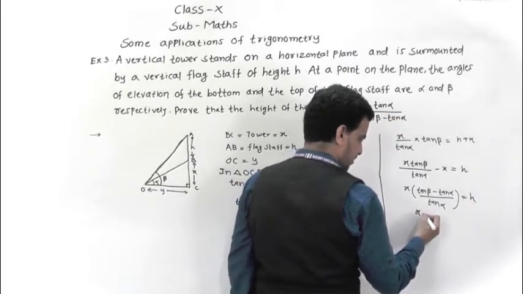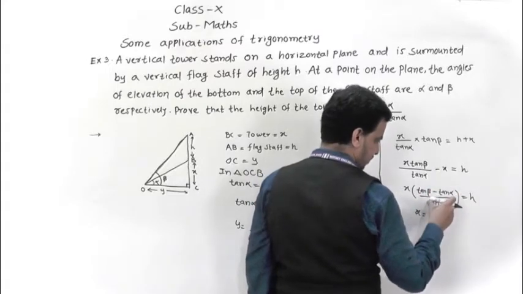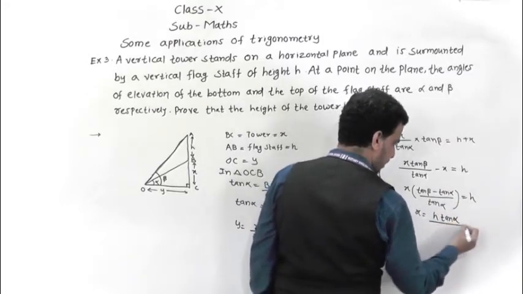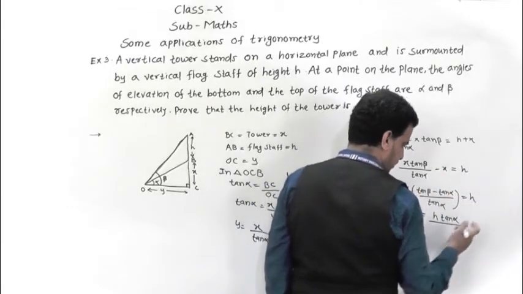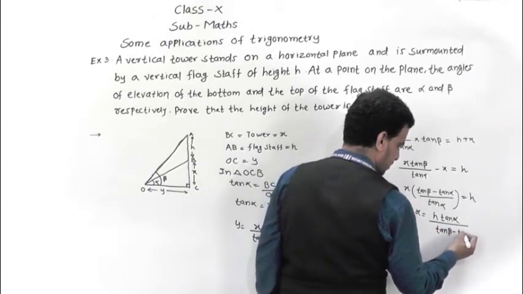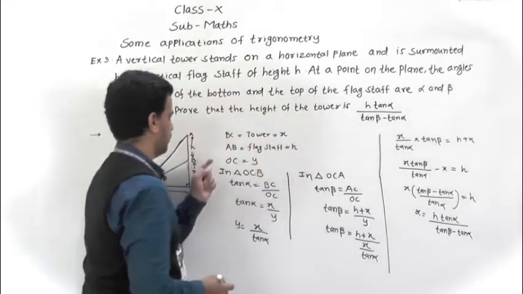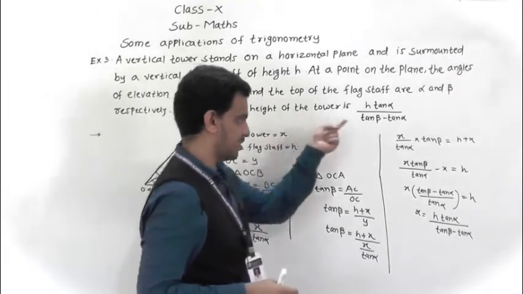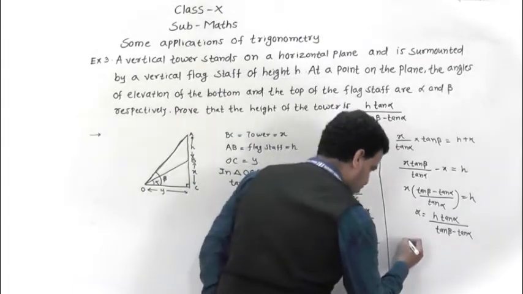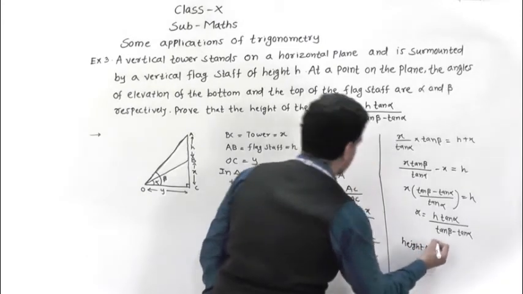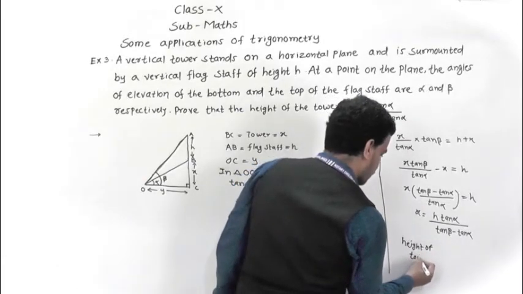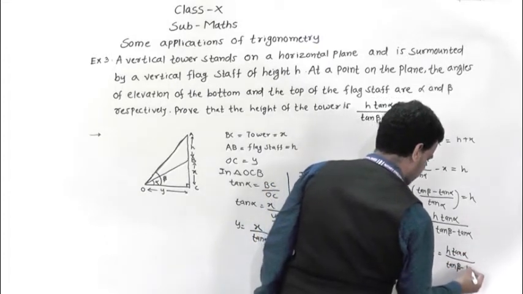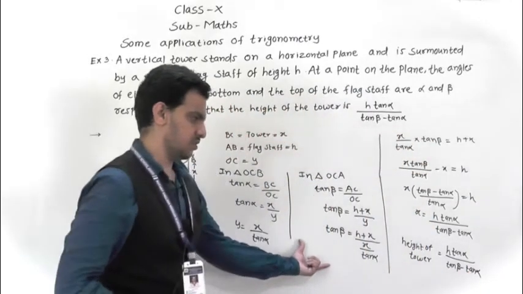Okay, now we have to find the value of X. So this term we have to shift here. Tan alpha is in the denominator here; if we shift it, it is in the numerator. So that is H tan alpha divided by tan beta minus tan alpha. This term is in the numerator here; if we shift it, it is in the denominator, so it is tan beta minus tan alpha. So we will get the height of the tower, X, as H tan alpha upon tan beta minus tan alpha. So we can write the height of the tower is equal to H tan alpha upon tan beta minus tan alpha. Okay, so this is the height of the tower.